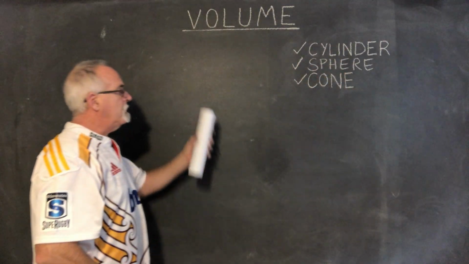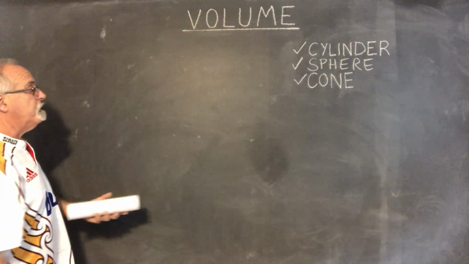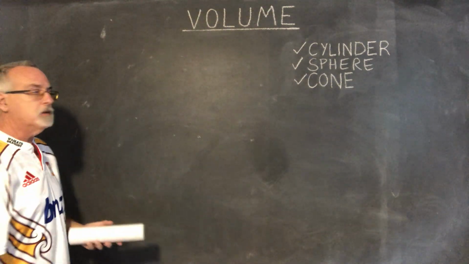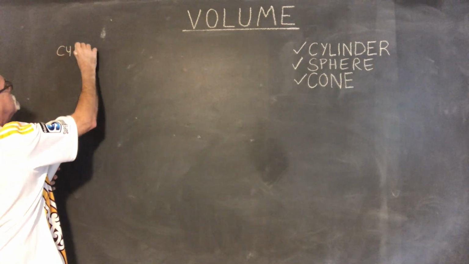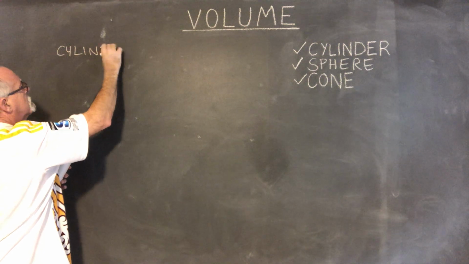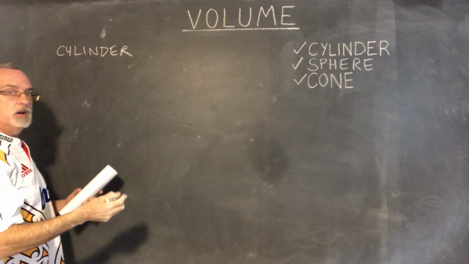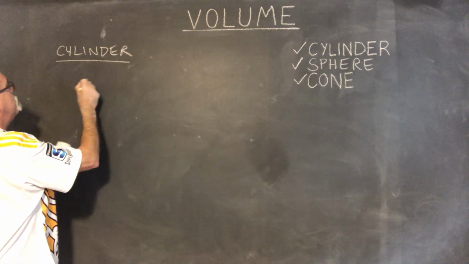So, I'm not going to draw it, because you can see it. I don't have to draw it. That's the good reason to have props, so that you don't have to draw them. So, cylinder. I'll do cylinder here. Ooh, exploding chalk pieces. Cylinder.